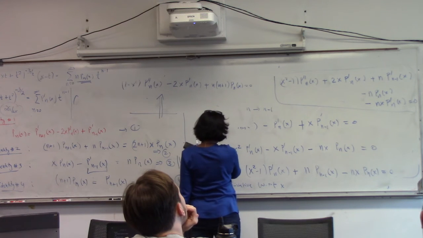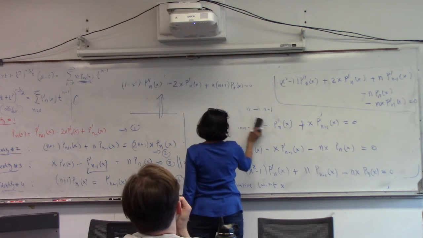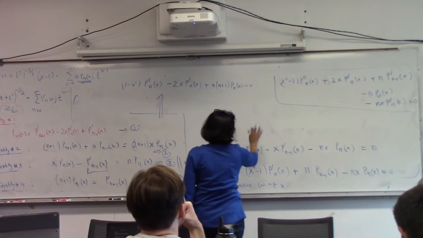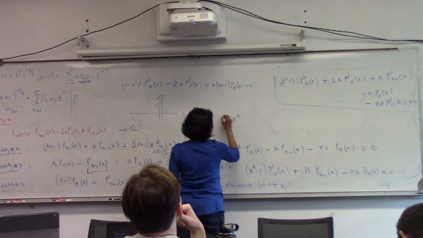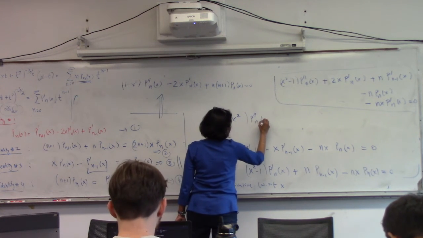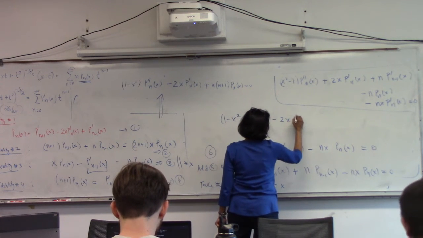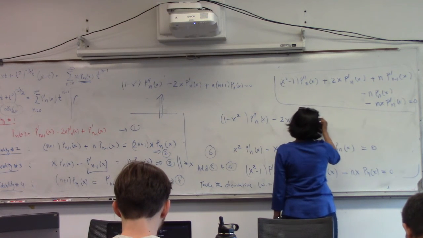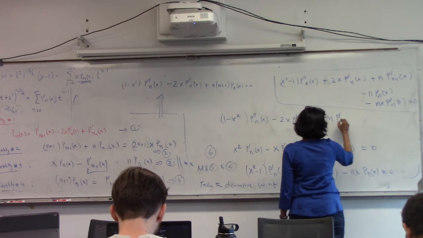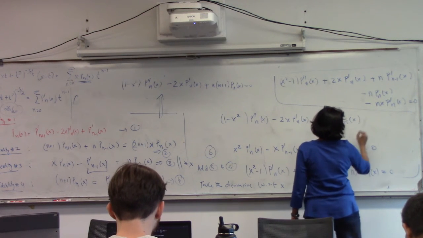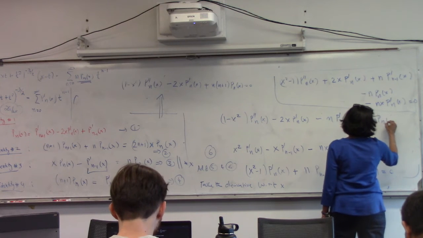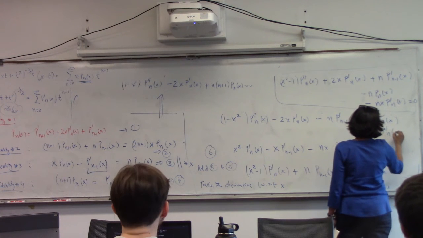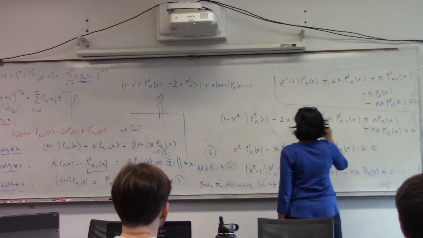This is not the expression I need. Maybe if I wanted to use an identity, then we're in trouble, but anyway. Let me change the sign. 1 minus x squared P_n double prime(x) minus 2x P_n prime(x). Okay, all this has to become what we want, right? Minus n P_{n-1} prime(x) plus n P_n(x) plus n x P_n prime(x) equal to 0.